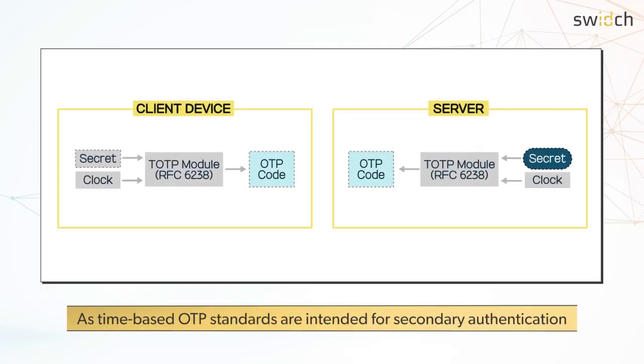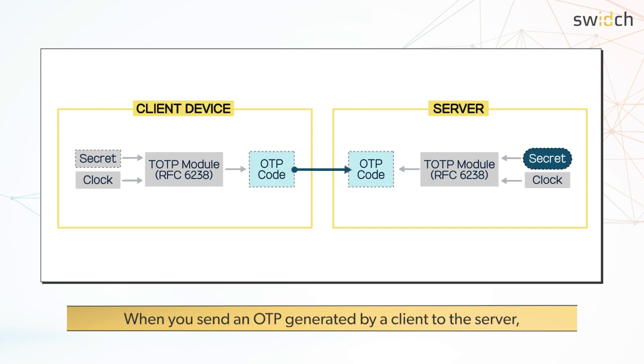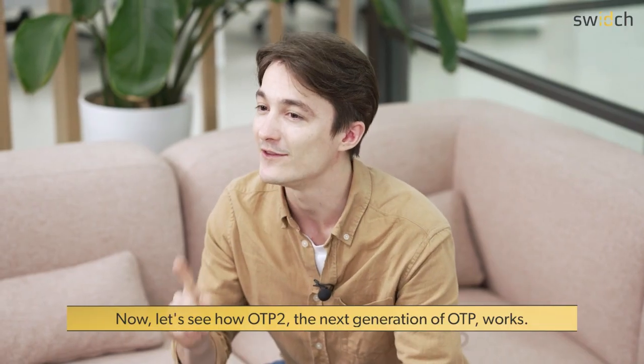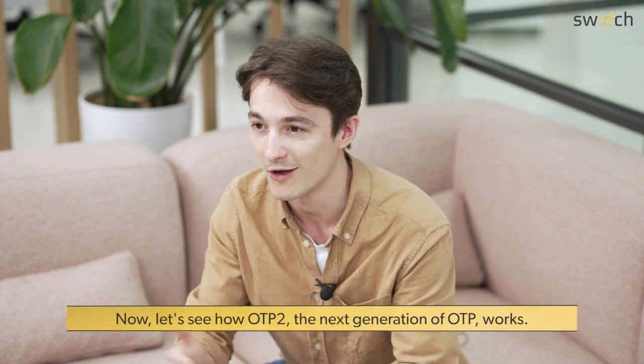structurally. As time-based OTP standards are intended for secondary authentication for multi-factor authentication, the server and client have the same structure. When you send an OTP generated by a client, the server simply makes a one-to-one comparison with the OTP generated with the same structure. At this stage, if the server doesn't know the secret key of the authenticator, it can't generate an OTP. This means that first authentication must be completed before you can find the secret key of the authenticator and make a one-to-one comparison. Now, let's see how OTP 2, the next generation of OTP, works.